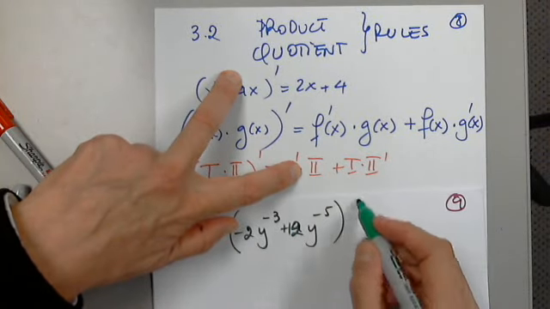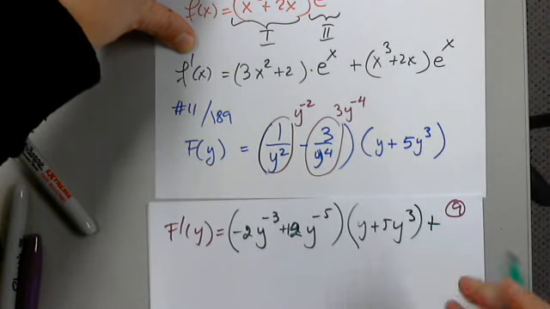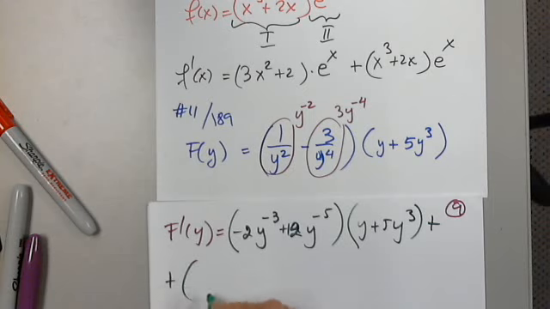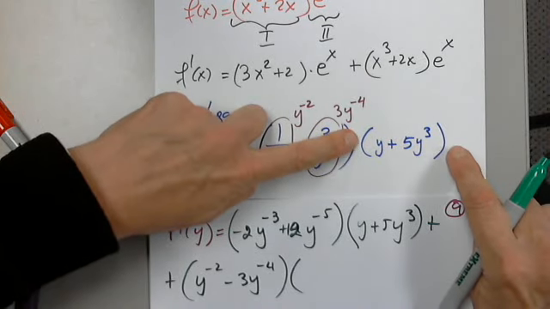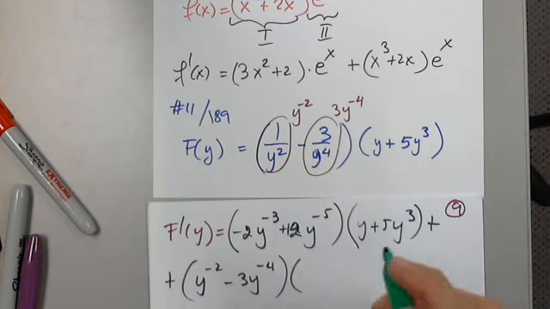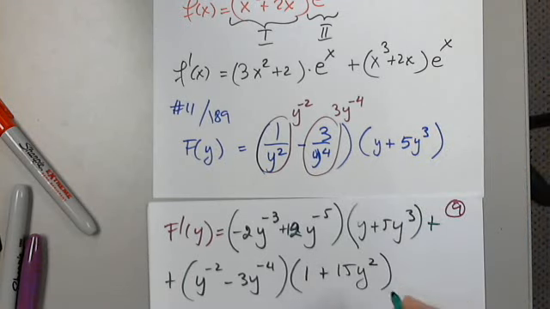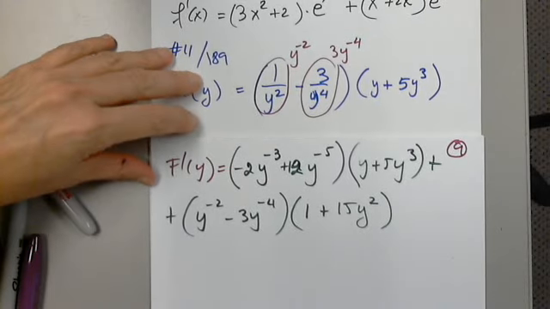Now I have to multiply by the second function and leave it alone. So this is y plus 5y to the third, plus I copy the first function, which is y to negative 2 minus 3y to negative 4. But now I have to differentiate the second function. What will you say? The derivative of y is 1 plus 15y squared. And you can leave it as is. It would have been much easier to simplify it, and we would have had a much simpler situation. But now, it is what it is.